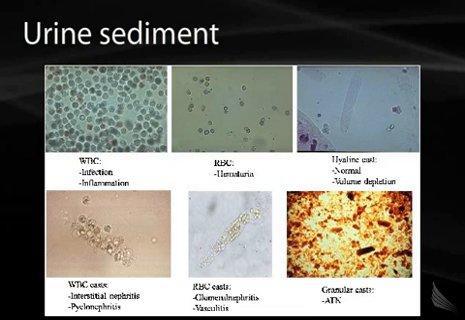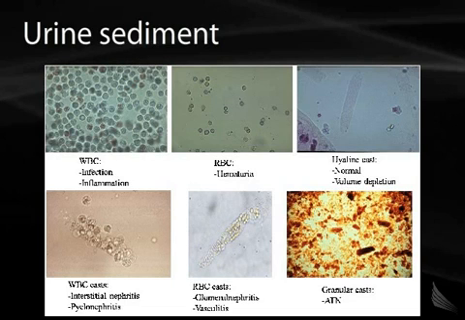These are a few images of various urine sediments. The image on the top left reflects the presence of white blood cells, which again occur in the setting of infection or inflammation. The image in the top middle reflects red blood cells, which are present in the setting of either glomerular or lower down in the urinary tract hematuria.